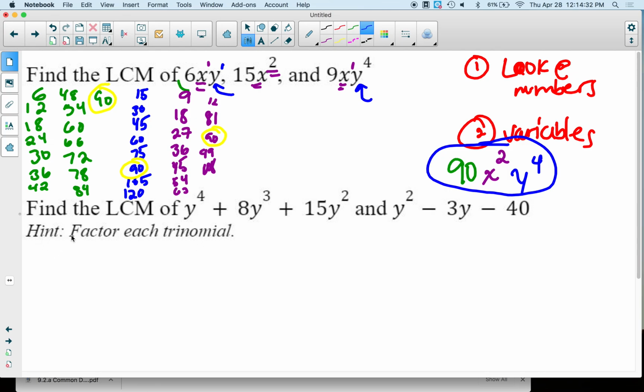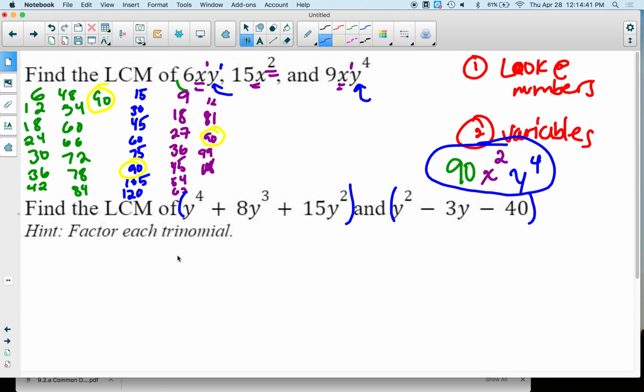We're going to try this one. All right, so we want to find the least common multiple of this expression and this expression. Then you have a hint. The hint is to factor each trinomial. So y to the fourth plus 8y to the third plus 15y squared. Let's try to factor that.